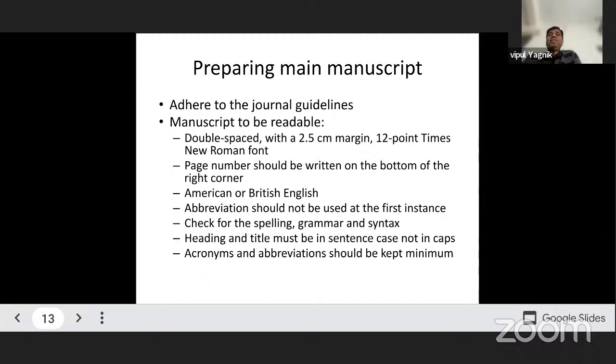Abbreviations should not be used at the first instance. We have seen in many manuscripts that authors are using abbreviations either in the title or in the abstract. But it doesn't make any sense to write an abbreviation in the first instance. Checking for spelling, grammar and syntax is very important. Before submitting, you have to check whether your spelling is correct, your grammar is correct, and you have used proper syntax. Headings and title must be in sentence case, not in caps. So for headings, never use capital letters. You should use sentence case. Acronyms and abbreviations should be kept to a minimum. Next slide.